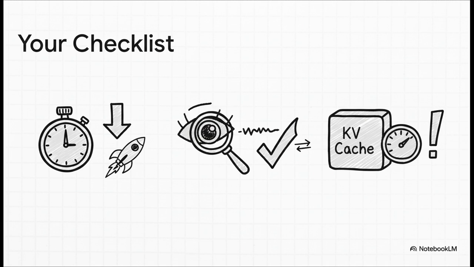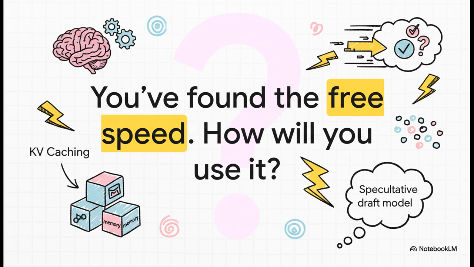So, by combining smart techniques like KV caching and speculative decoding, we can build AI experiences that aren't just powerful, but are also incredibly fast and responsive. We've found the free speed. So the only question left for you is, what amazing things are you going to build with it?